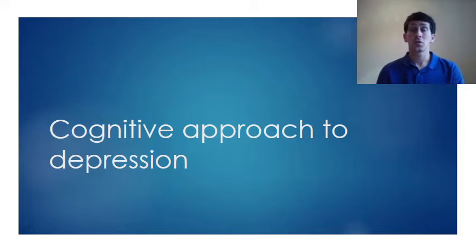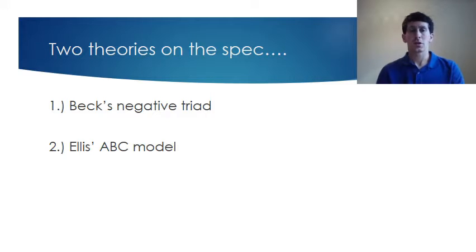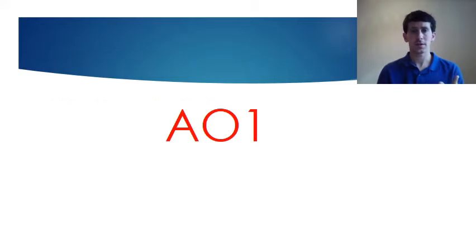This video is going to focus on the cognitive approach to explaining depression. There's two theories that you need to know on your specification: Beck's negative triad and Ellis's ABC model. This video is going to focus firstly on Beck's theory, Beck's negative triad and the AO1 and AO3 for his theory. The next video you're going to watch will be looking at Ellis's model.